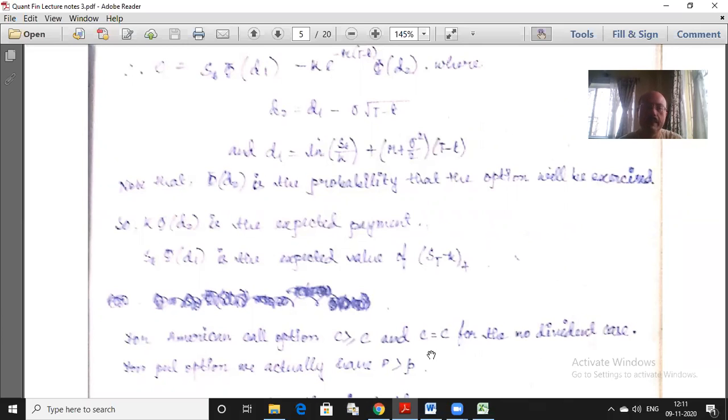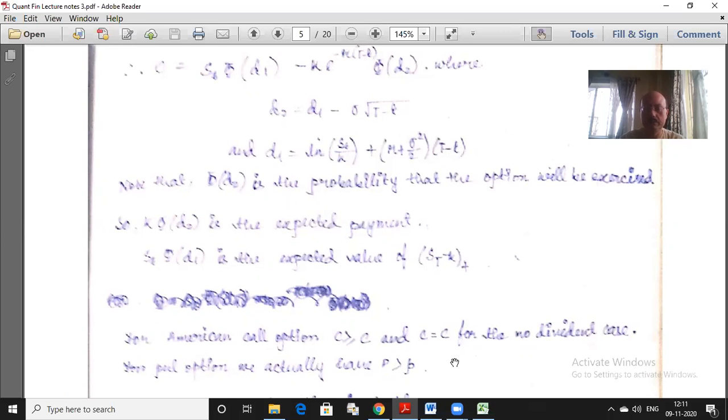The same logic is actually not true for the put option. You can explicitly argue that even without dividends, a put option may be exercised early. So in general, the value of an American put is strictly a bit higher than the European.